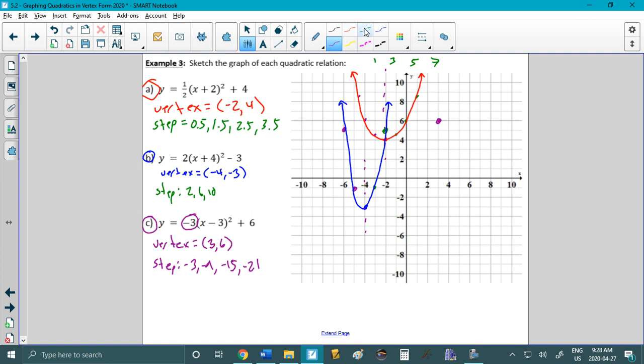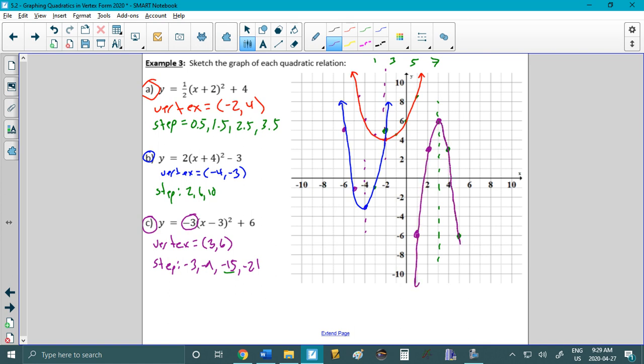So to do this, I go over 1 and down 3. 1, 2, 3. Over 1 and down 9. So 1, 2, 3, 4, 5, 6, 7, 8, 9. And then I go over 1 and down 15, but I don't have enough room. I can imagine my axis of symmetry right through here. You don't have to draw it, by the way. I just draw it because I think it makes it easier to see what's going on. So from the vertex, I go over 1, and then I go to the same level as this point. And then I go over 1, and I go to the same level as this point. And then I draw my curve through.